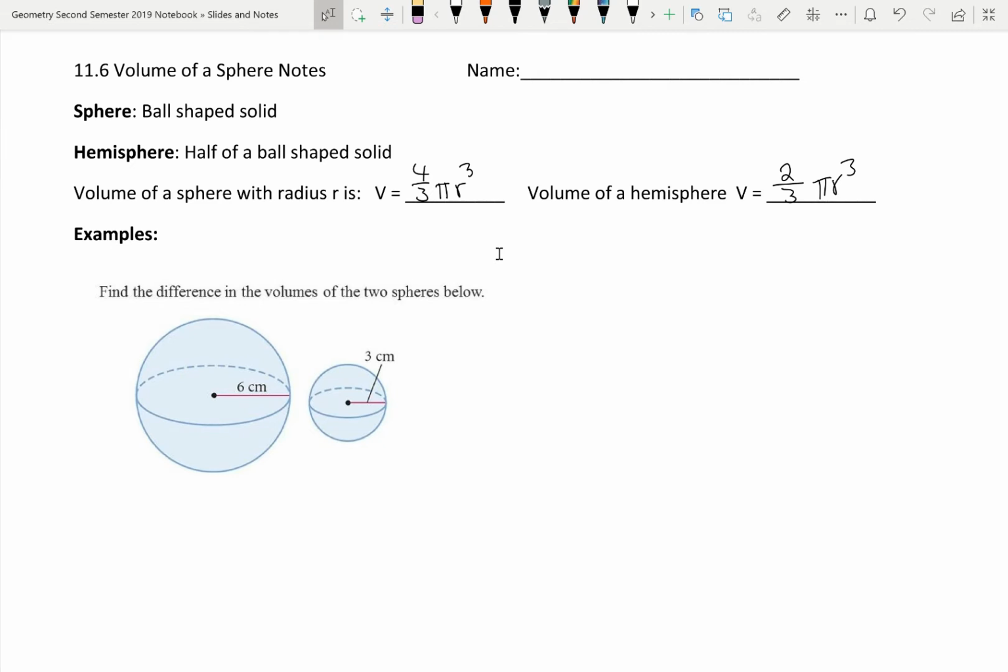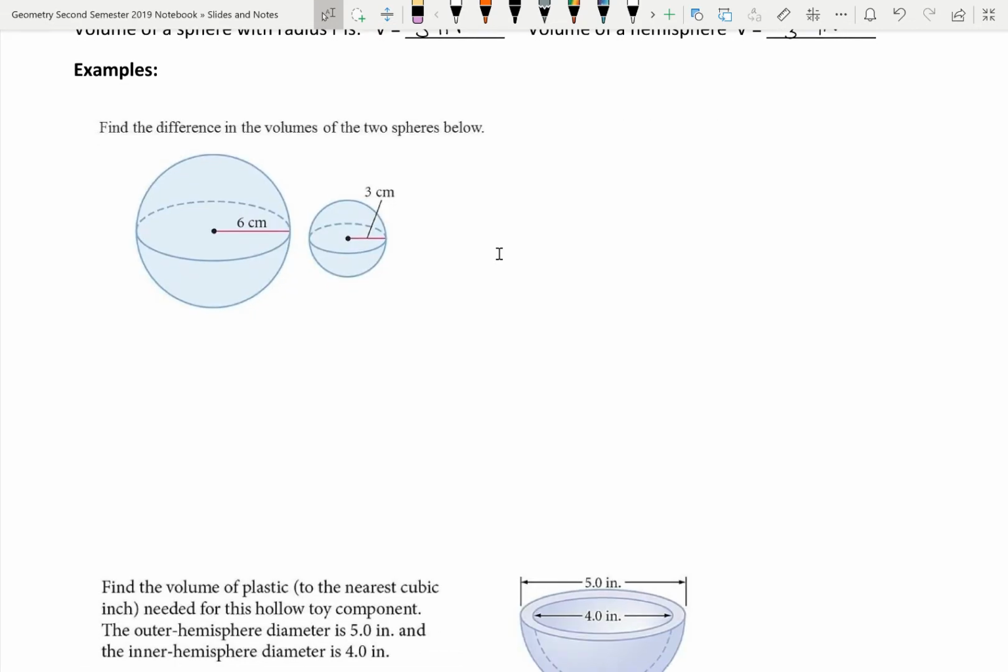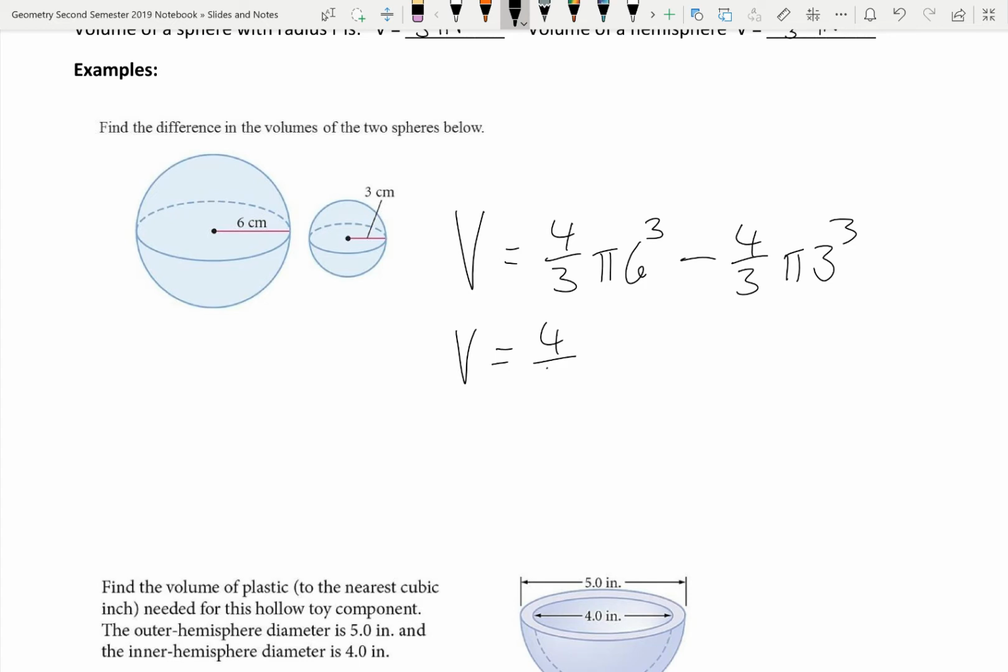Let's go ahead and do some examples. We're going to find the difference in the volumes of the two spheres below. We have the larger one and the smaller one. The volume is going to be 4/3 pi 6 cubed minus 4/3 pi 3 cubed. So that's going to be 4/3 pi. And just to review, 6 cubed is 6 times 6 times 6, and 3 cubed is 3 times 3 times 3.